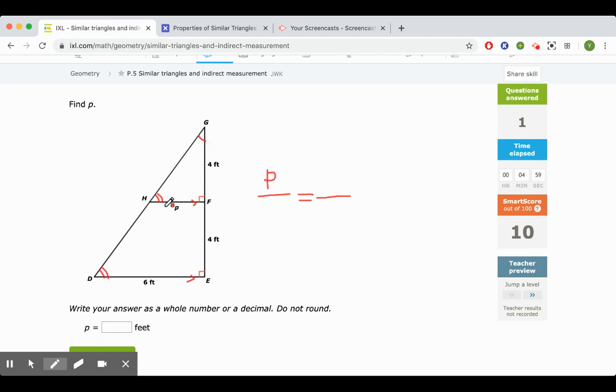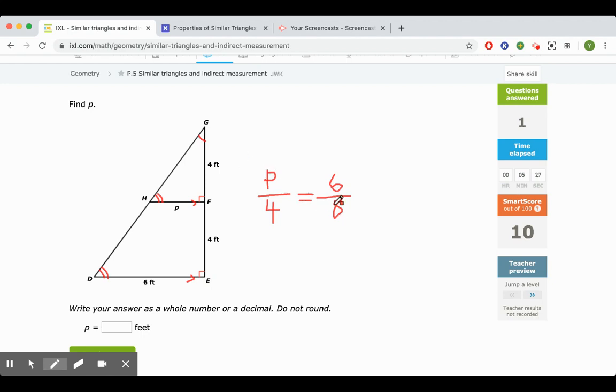Now, P is part of this smaller triangle that has a side 4, so I'll put the 4 here. P goes from this angle to this angle, just like here. Here is 6. 4 goes from right angle to this. Now this right angle to this is 4 and 4, so that's 8. Okay, we have our proportion.